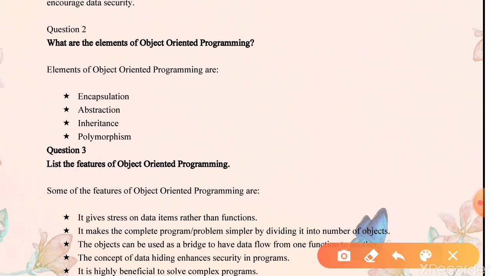Now the second question is, what are the elements of object oriented programming? In object oriented programming there are many elements, but here are 4 in your syllabus. Just see, that is your encapsulation, abstraction, inheritance and polymorphism. These 4 object oriented principles are also called elements. If a question comes that asks you to write the principles or the elements of object oriented programming, then the answer is the same, you will write.